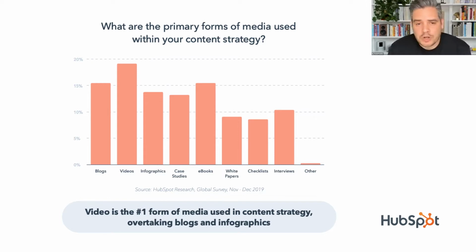Also, when asked what are the primary forms of media used within your content strategy, video was the top among all marketers. It beat blogs, infographics, case studies, ebooks, all these different types of lead generation tools that are out there. Especially HubSpot actually came out with this survey, and a lot of those tools are really popular in HubSpot, and they've been pushing those for a really long time. And video is still the top kind of lead gen tool for marketers.